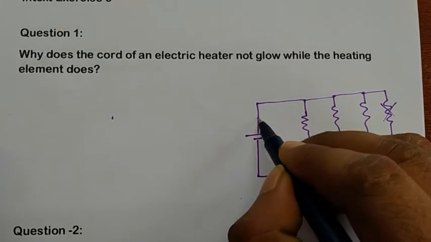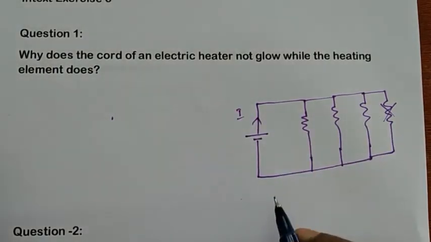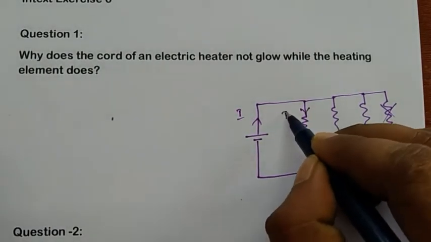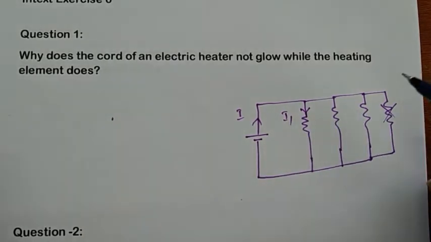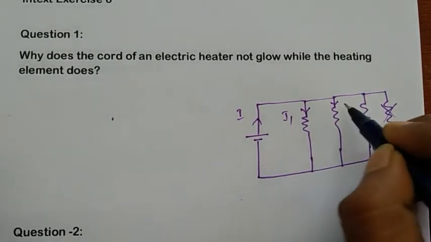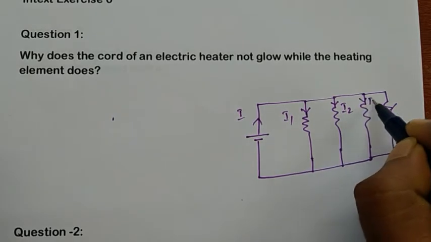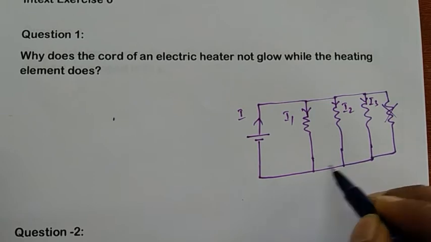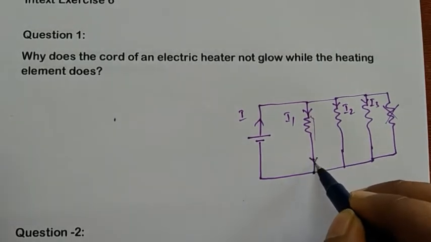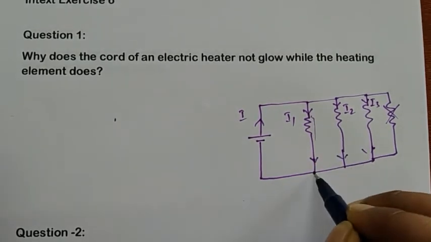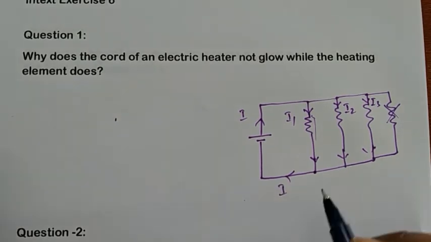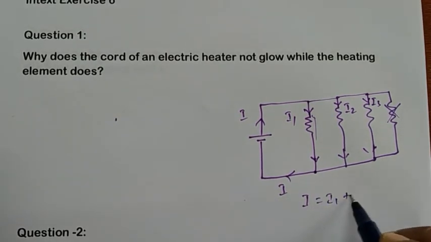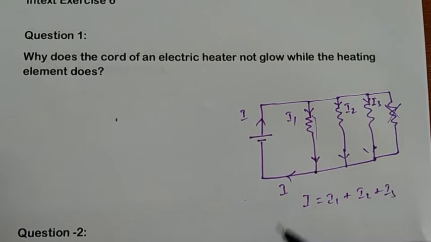So here, for example, the current I is going in this direction. At this point, I1 divides, by Kirchhoff's first rule, into I2 and I3. So the branches carry I1, I2, I3, and again they all meet at this point, so again we get I. That means I is equal to I1 plus I2 plus I3. Like that it divides.